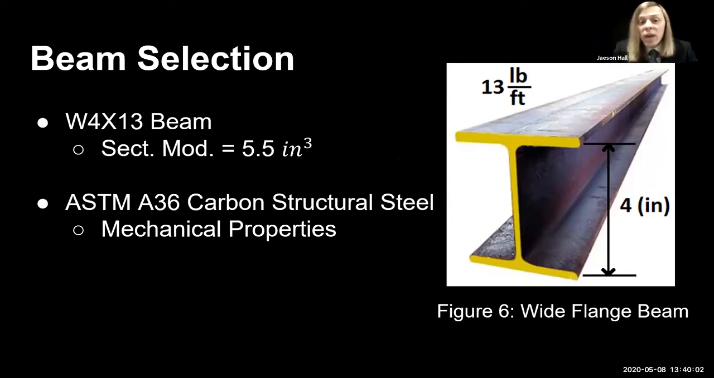Moving on, now that we have the section modulus, we can go to a list of beams that we have available to us. And each of these beams have property values specific to those beams. One of those property values is section modulus. And so we selected a section modulus twice as strong as the required section modulus, which is 5.5 inches cubed. We chose a W4 by 13 beam. The 4 stands for the depth of this beam, which is 4 inches, and 13 accounts for the weight, which is 13 pounds per foot. We chose ASTM 836 carbon structural steel for the material for this beam. And we chose this material based off of its mechanical properties, such as yield strength.